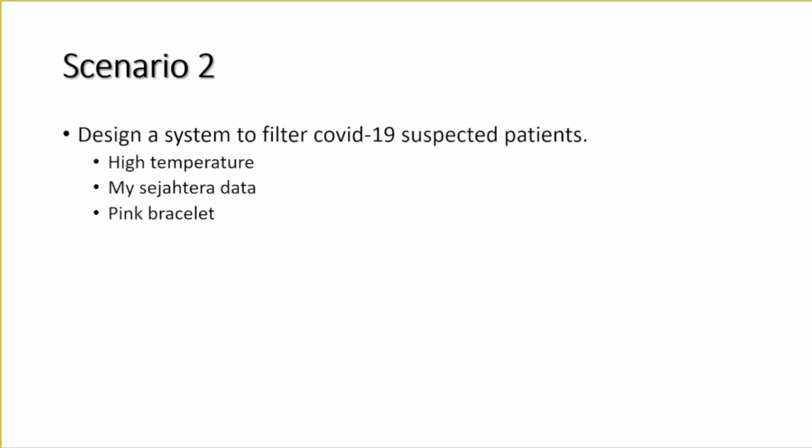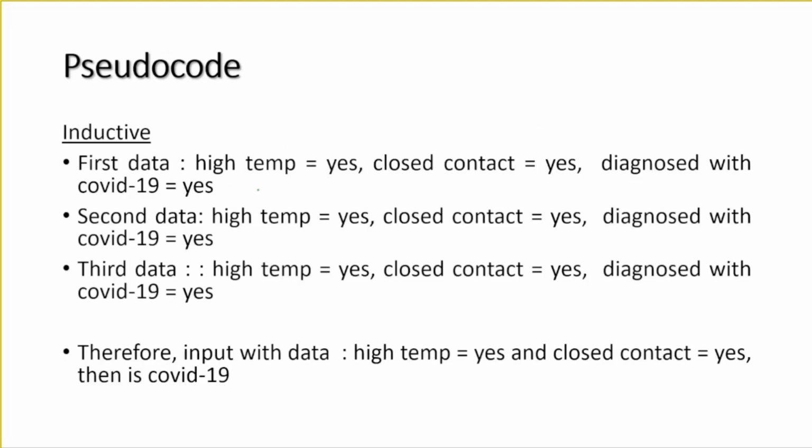Number 2, design a system to filter COVID-19 suspect patients. So high temperature, MySejahtera data, and pink blood bracelet. So we have these as parameters. This is the inductive one. Say the first data: high temperature, yes. Close contact, diagnosed with COVID, yes. Second data, high temperature, etc. So with input data of high temperature and close contact, then COVID-19. So that is the inductive behavior of reasoning in real life.